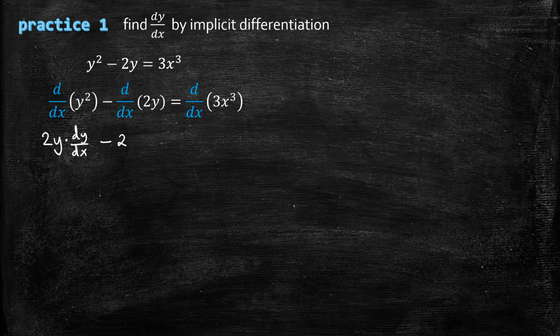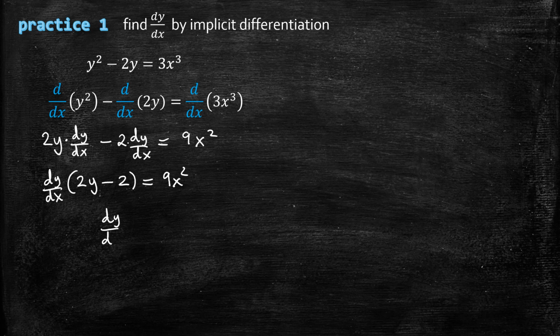And then there's no y remaining, right? Because the derivative of 2y is 2, and then we multiply by the derivative of y with respect to x. And the right-hand side we should be much more comfortable with. That's 9x squared. Now, to get dy by dx, we actually have to isolate it, and the only way we can do that is to factor it out of these two terms. So we get 2y minus 2 times dy by dx equals 9x squared, and then we can divide through by 2y minus 2, and we get 9x squared over 2y minus 2, and while I'm at it, I might just factor out the 2.